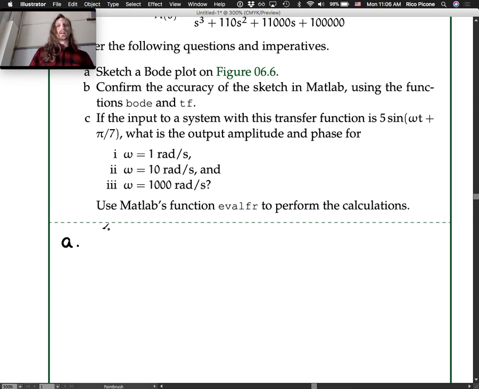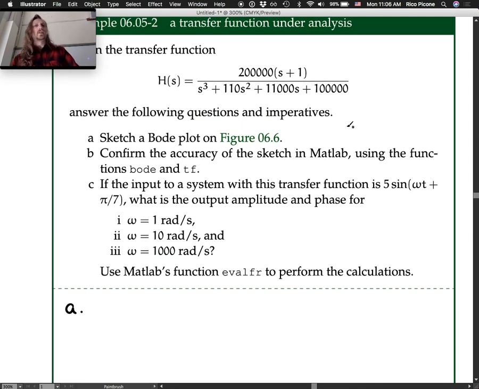So we look at this transfer function. What order is the system? Third order, because the degree of the polynomial in the denominator is three. How many poles does it have? Three poles. You've got to have three poles if it's a third order system. And how many zeros does it have? One zero. When s is equal to what? Negative one, whenever the numerator is zero. And we've got this big scaling factor out front.